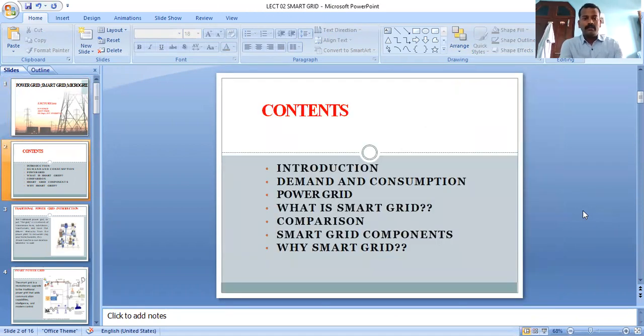In this lecture, I will cover the following topics. First, introduction about the grid, demand and consumption, power grid, what is the smart grid, and next will be the comparison between conventional grid and smart grid, and what are the smart grid components and why smart grid is needed right now.